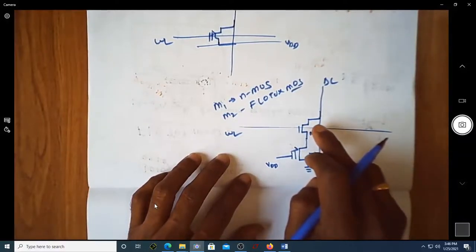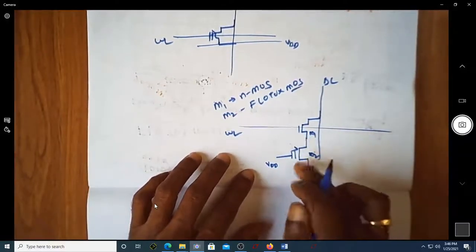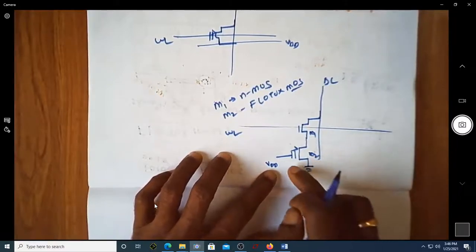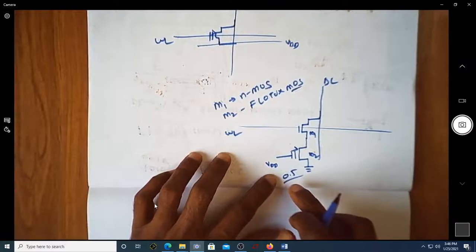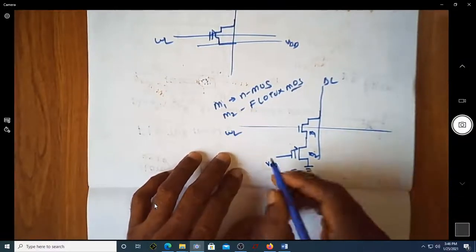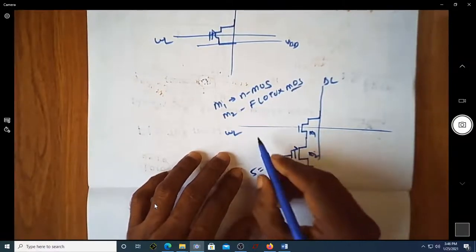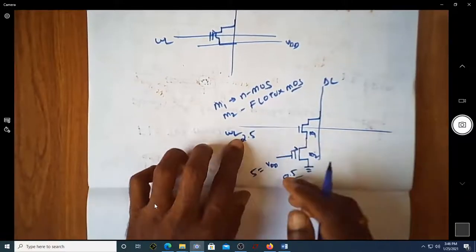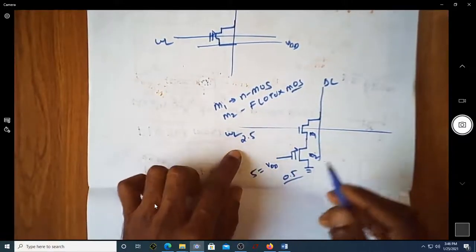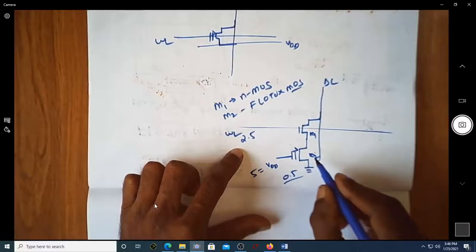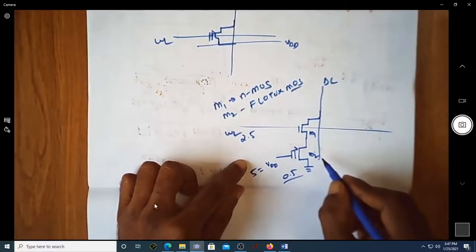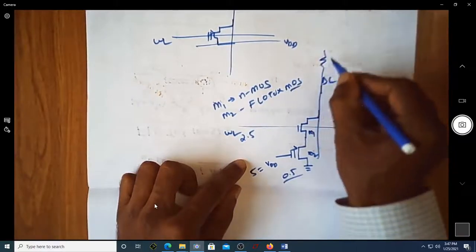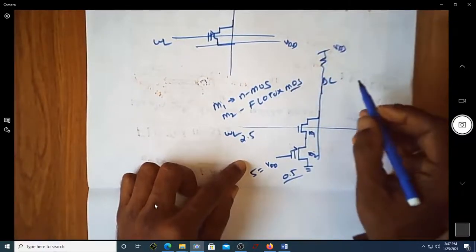Assume that you want to store a 1 here. The threshold voltage of this was earlier 0.5. Since it is 0.5 earlier, you make this VDD equal to 5 volt and make this word line 2.5. Now, when this is 2.5 and this is equal to 5 volt, assume that you are connecting this to VDD.